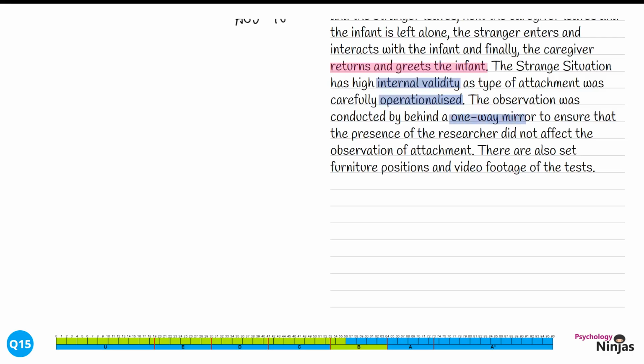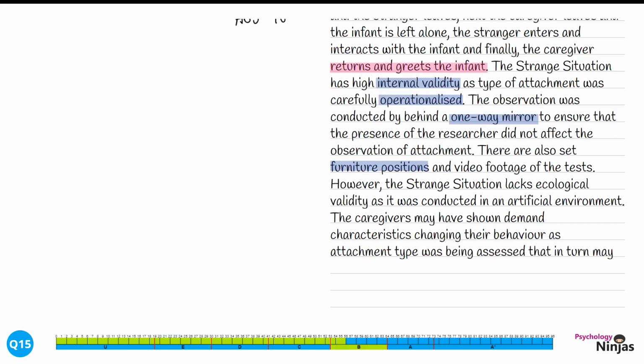The one-way mirror shows that we are only testing the stranger, caregiver and infant interactions. By also having furniture positions, we know that the environment isn't changing, which might have an impact on the infant's behaviour. We're then going to give a counter-argument to develop detail in our evaluation.